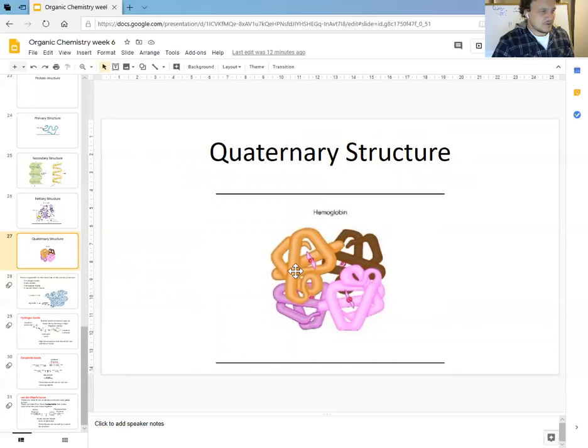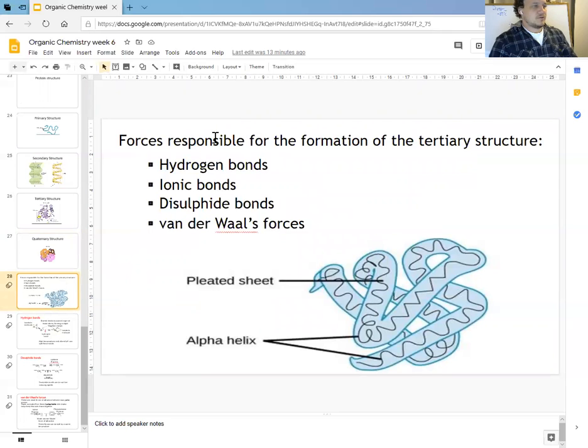And basically these have to be folded really, really specifically, otherwise they don't work. So they need to have that hydrogen bonding in place in order to stay together. So for the formation of these structures, we have hydrogen bonds between oxygen and nitrogen and hydrogen. Ionic bonds, disulfide bonds, which are bonds between two sulfur atoms, and van der Waals, or your dispersion forces.